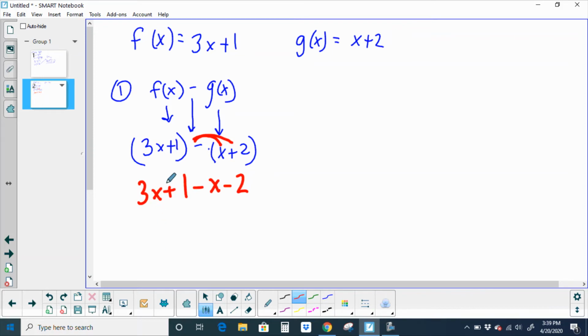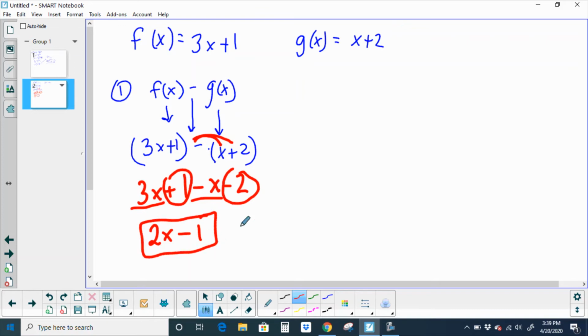And then lastly, you're just going to simplify this all. So 3x and x, those are like terms. Notice it's a negative x. So we're going to do 3 minus 1 is 2, so it's 2x. And then plus 1 minus 2, those are like terms. So 1 minus 2 is negative 1. So that would be the answer for this one.